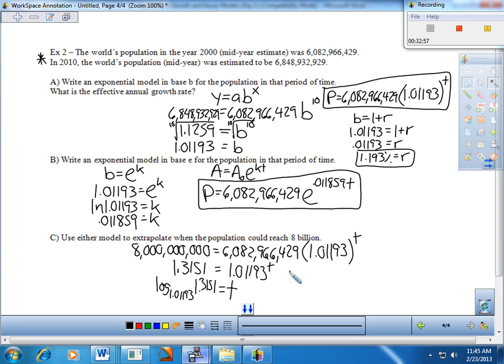So I'm going to write that, 23.1 years, which of course would be about 2023. Hoping that regardless of which model you used, you got something in that vicinity.